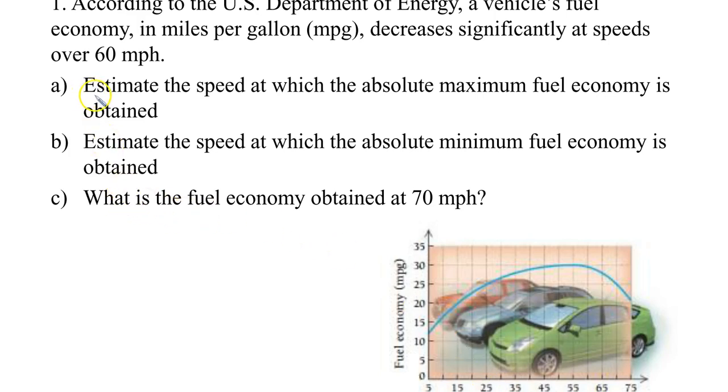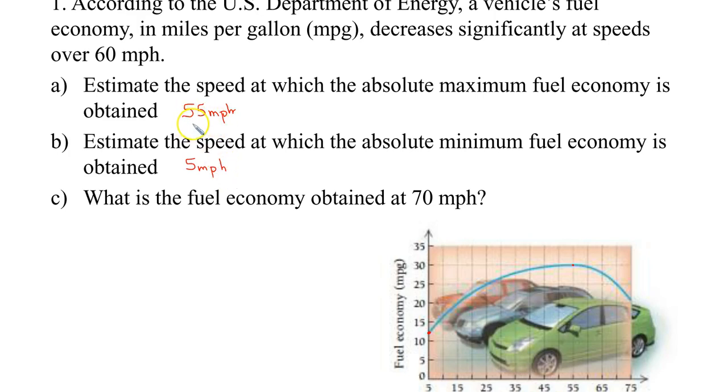Sorry about that. The first part says, estimate the speed at which the absolute maximum fuel economy is obtained. Here's my fuel economy, and we're looking for the largest fuel economy, which looks like about 30 miles per gallon, somewhere between the 50 and 55 miles per hour range. I would say an estimate would be that the maximum fuel economy is obtained at a speed of 55 miles per hour. It looks like it flattens out there, but we're going to go with that. Then it says estimate the speed at which the absolute minimum fuel economy is obtained. That's over here. This is the smallest value of the function, and it is obtained at a speed of 5 miles per hour. So that very slow speed of 5 miles per hour is going to get you terrible fuel economy.